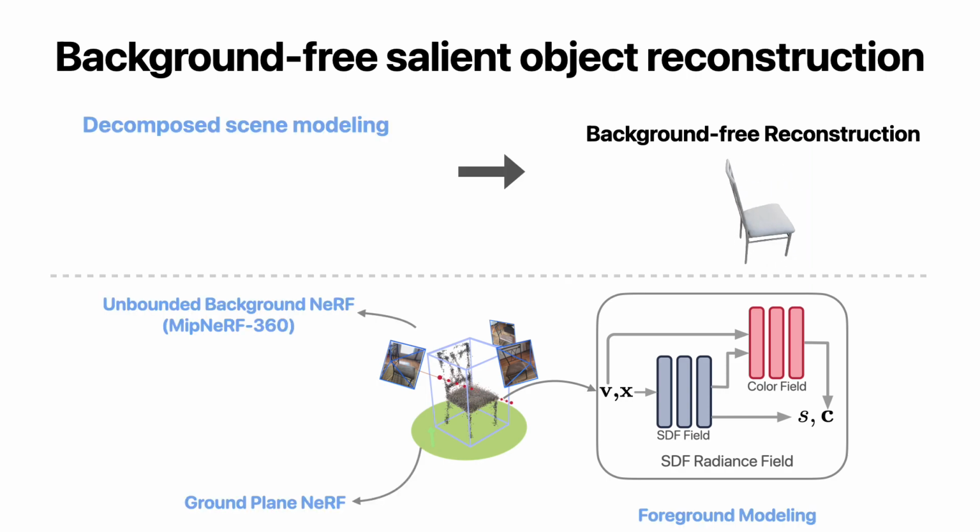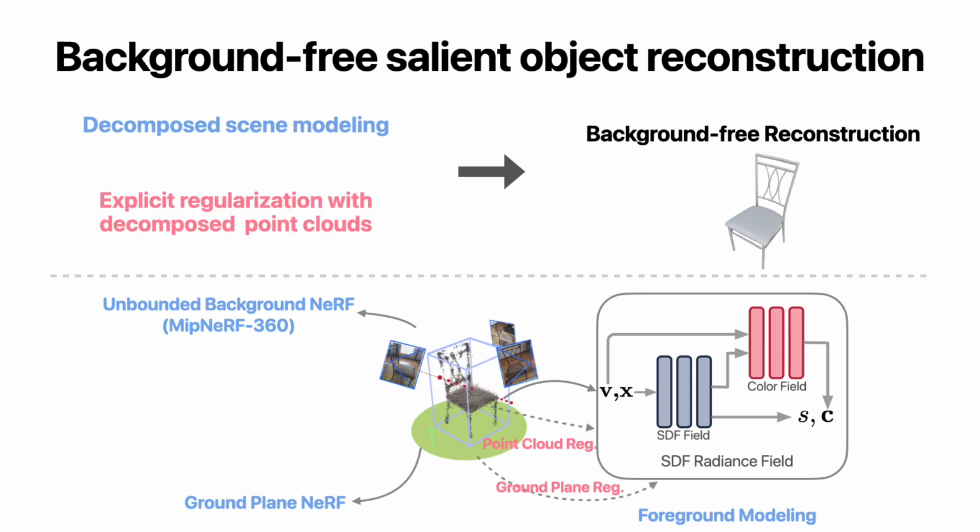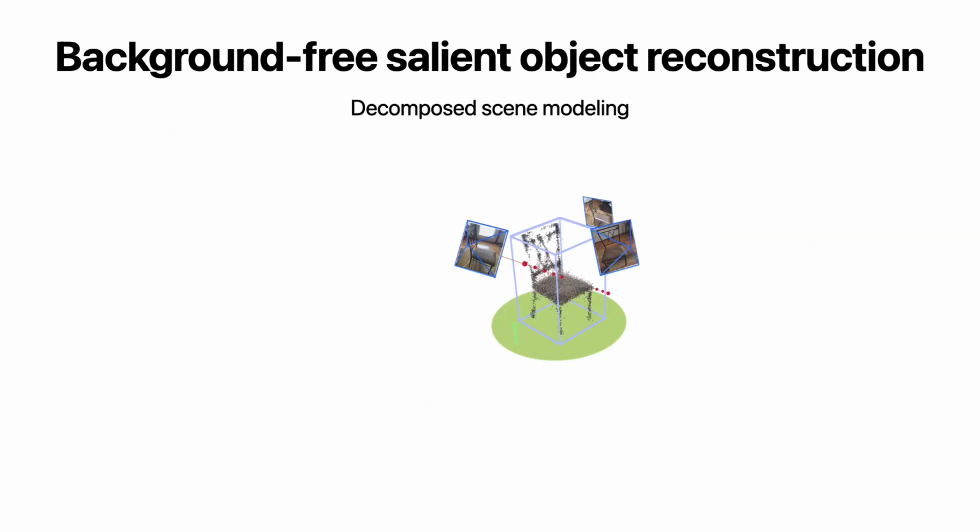We achieve this by using a decomposed scene modeling and employ explicit regularization with decomposed point clouds obtained in the previous stage while optimizing the neural scene representations. Unlike previous methods that scale the foreground object into a unit sphere with manual annotation of its spatial extent, we explicitly partition the scene into 3 parts with finer granularity without manual annotation, thanks to the estimated object bounding box.